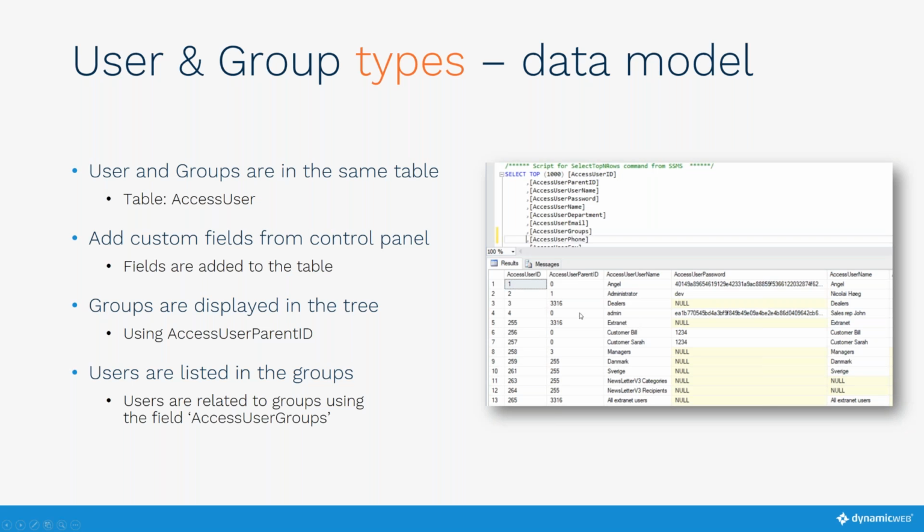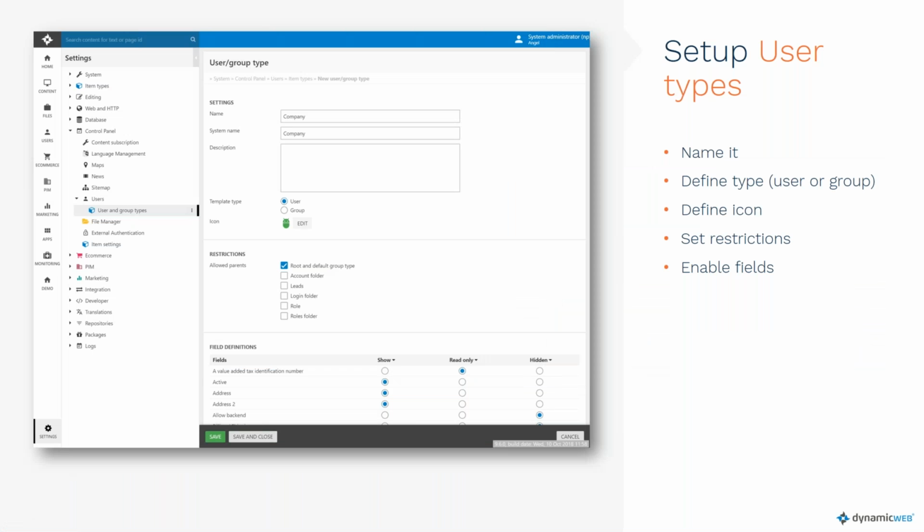Groups are users of a specific type, and they're using the access user parent ID to create a tree structure. And users are related to groups using this field called access user groups. First, this is a screen dump of how we set up a user type. You can find it in settings under the control panel under users. We have something called user and group types.